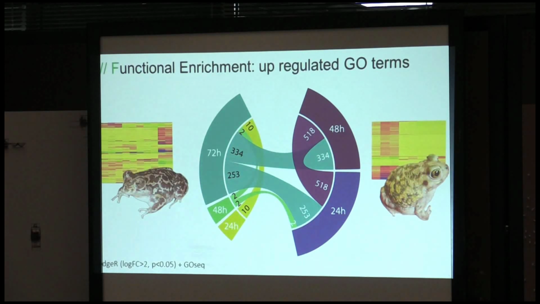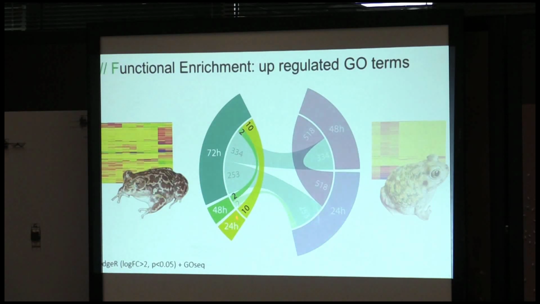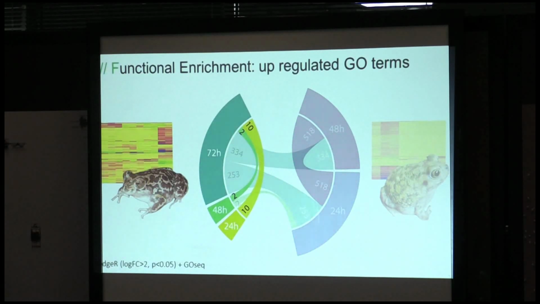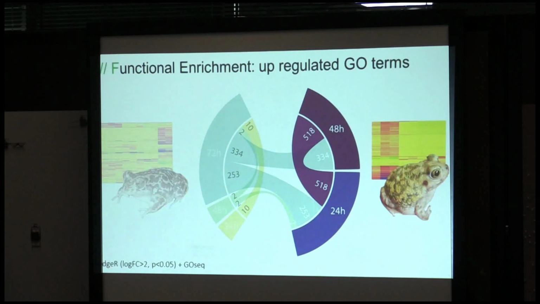We can also compare the GO terms across the different time periods, so not only one species to the other. This is a bit messy, but I'll try and break it down. Looking at Pelobates first, these are the number of overlapping GO terms. What I want you to look at is that there's very little overlap between the different time points. At each time point for Pelobates, we're seeing very marked differences in the functional development of the species. If you compare that to Scaphiopus, there seems to be a lot of overlap.